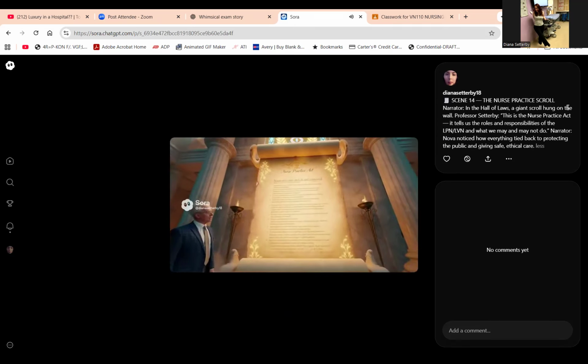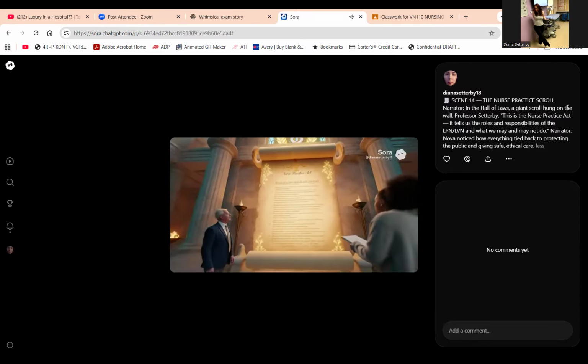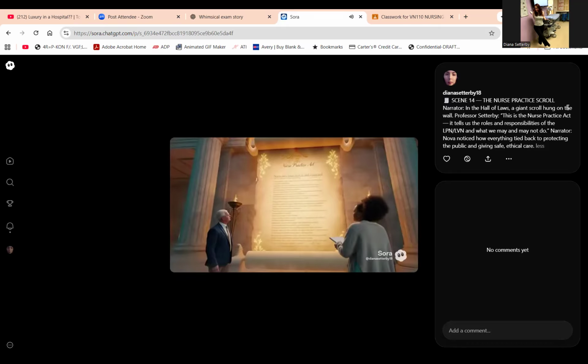This is the Nurse Practice Act. It tells us the roles and responsibilities of the LPN or LVN and what we may and may not do. Nova noticed how everything tied back to protecting the public and giving safe, ethical care.